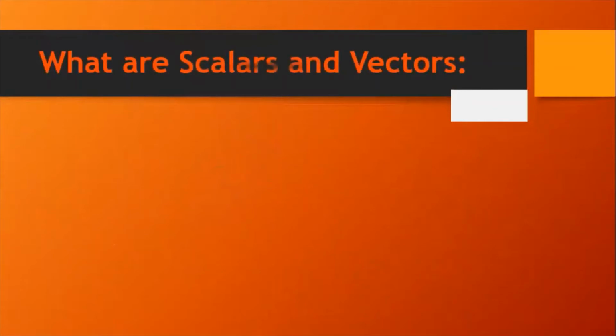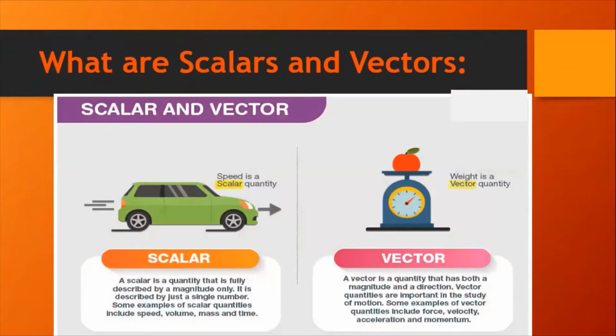What are scalars and vectors? So let's start with this. You can see over here scalars and vectors. A scalar is a quantity that is fully described by a magnitude only because it has no direction. It is described by just a single number. Some examples of scalar quantities include speed, volume, mass, and time. And what about a vector? A vector is a quantity that has both a magnitude and a direction. Vector quantities are important in the study of motion. Some examples of vector quantities include force, velocity, acceleration, and momentum.